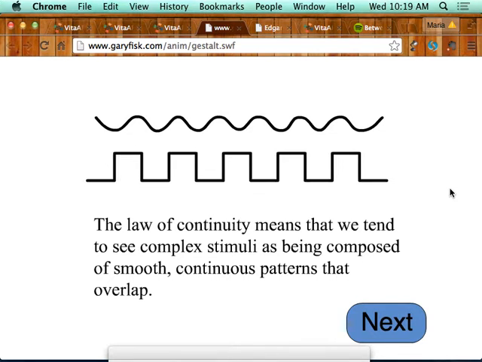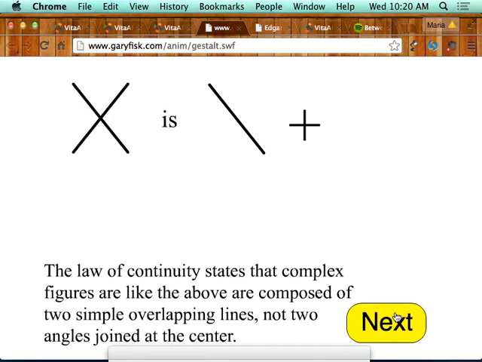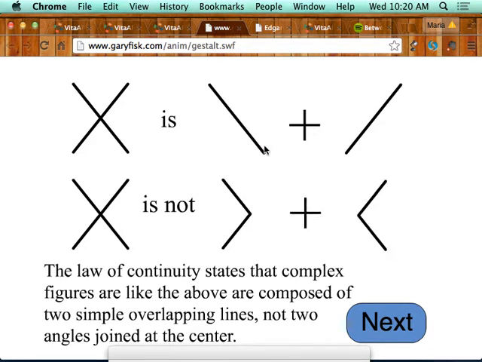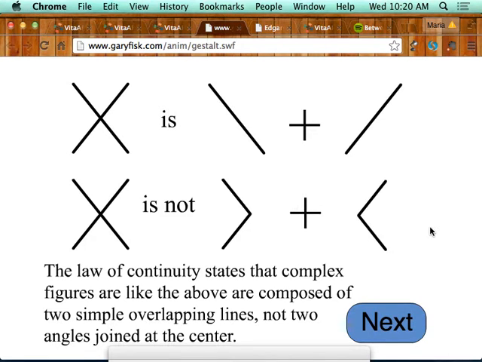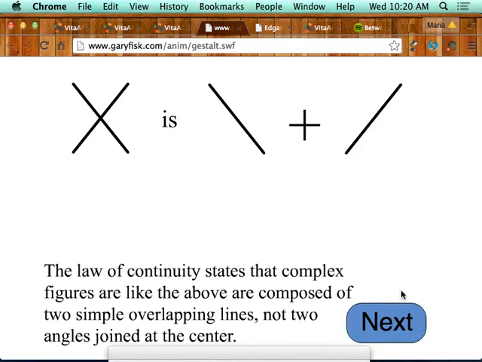The next law is the law of continuity, and this says we see basic images or smooth patterns in very complex stimuli. We see smooth patterns in complex stimuli. So I love this example for the law of continuity. We see a smooth backslash or forward slash when we look at an X. We don't see these odd angles of greater than or less than. I would draw this as an example of the law of continuity. So we see an X as a backslash or a forward slash and not a greater than or less than sign.